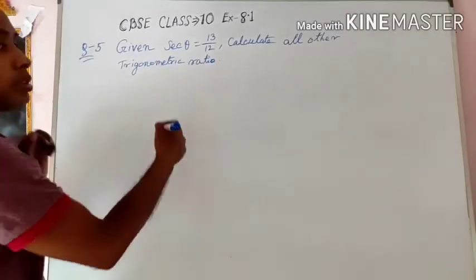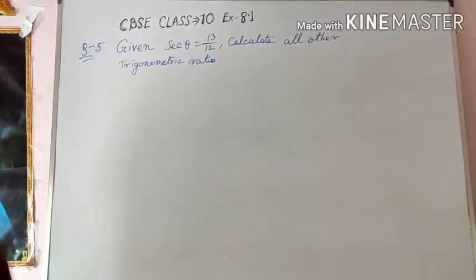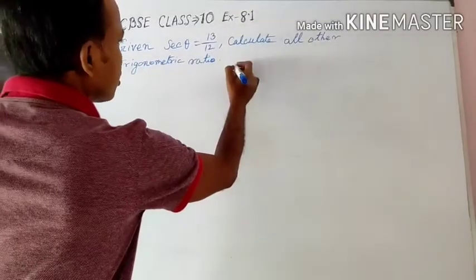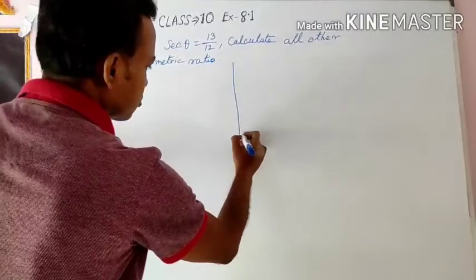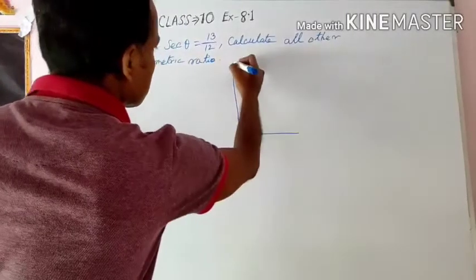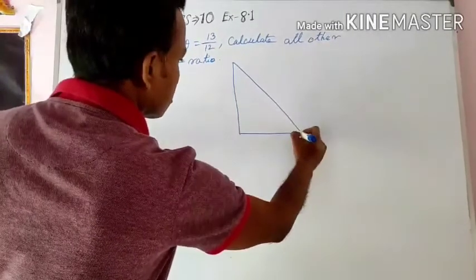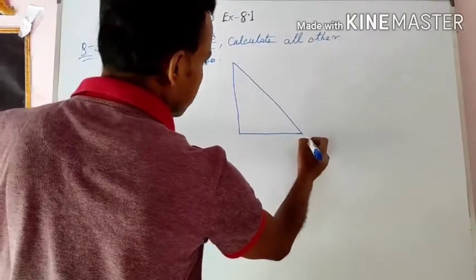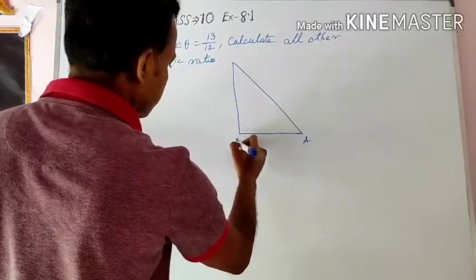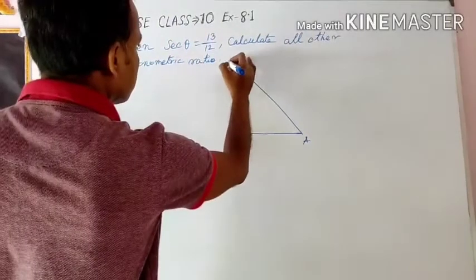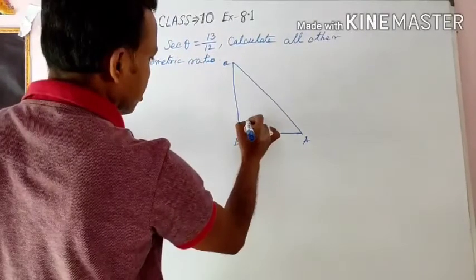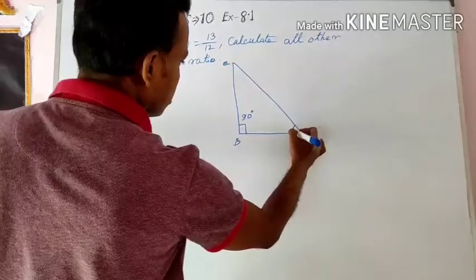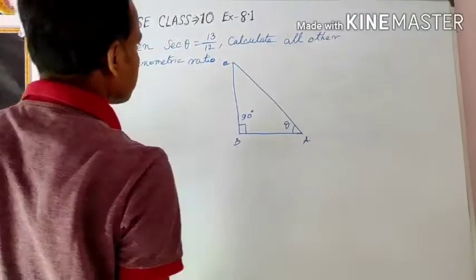So trigonometry is applicable only for a right angle triangle. So first we draw a right angle triangle. This is your right angle triangle. Suppose this is your triangle ABC, right angle at the point B. This angle is equal to, suppose, theta.